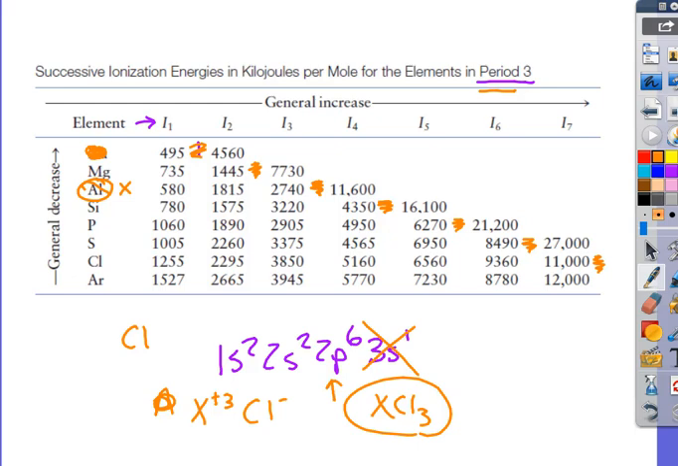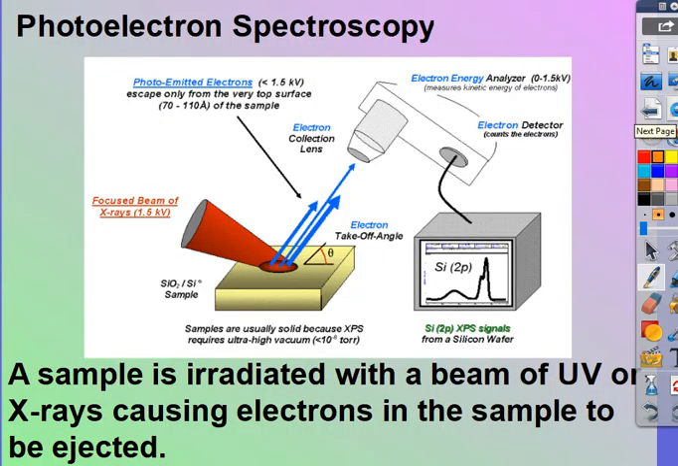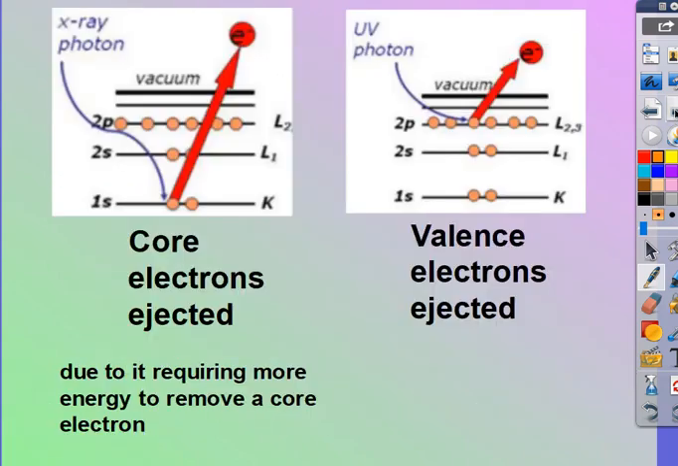We get ionization energy data from PES, or photoelectron spectroscopy data. So a sample is irradiated with a beam of UV or X-rays, or a combination of the two, causing electrons in the sample to be ejected. Remember that we said that core electrons are going to be removed with X-rays because X-rays are a lot higher of an energy source than UV, so they're able to penetrate the atom better, while valence electrons are removed with UV.